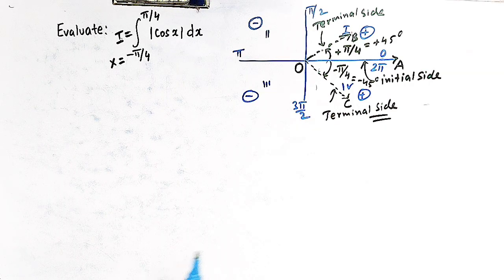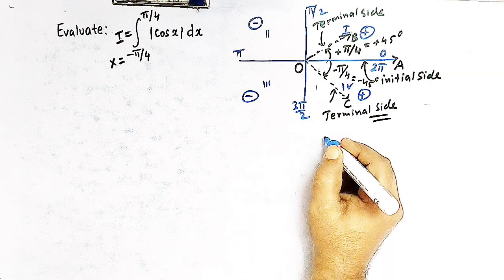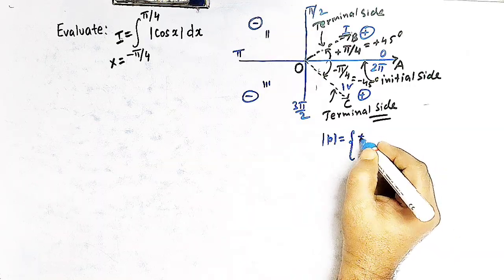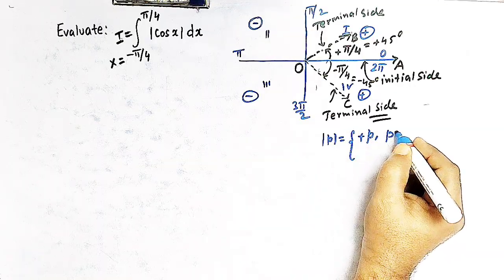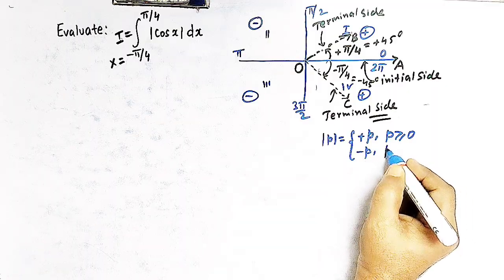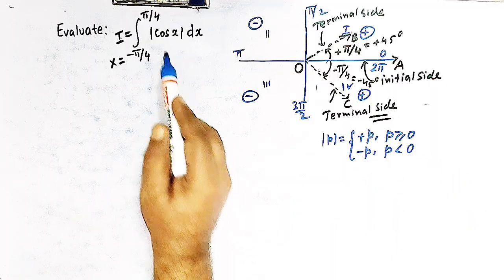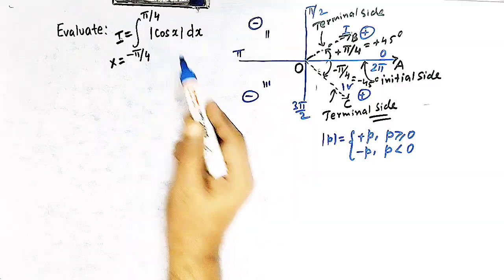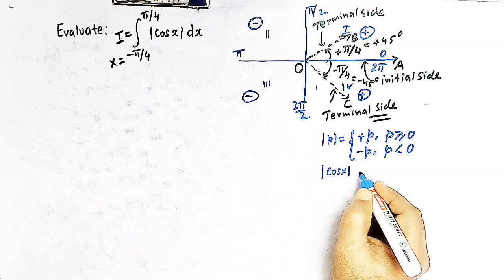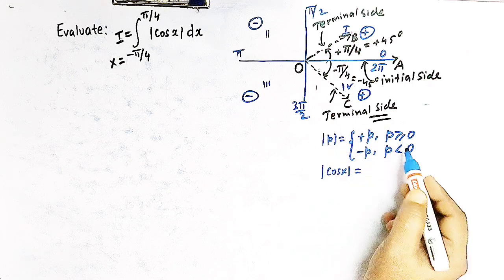So now let us consider the definition of mod function. Now see, mod of p is defined as positive p when p is greater than or equal to 0, and negative p when p is less than 0. And here we have mod of cosine x. So mod of cosine x can be defined with the help of this definition.